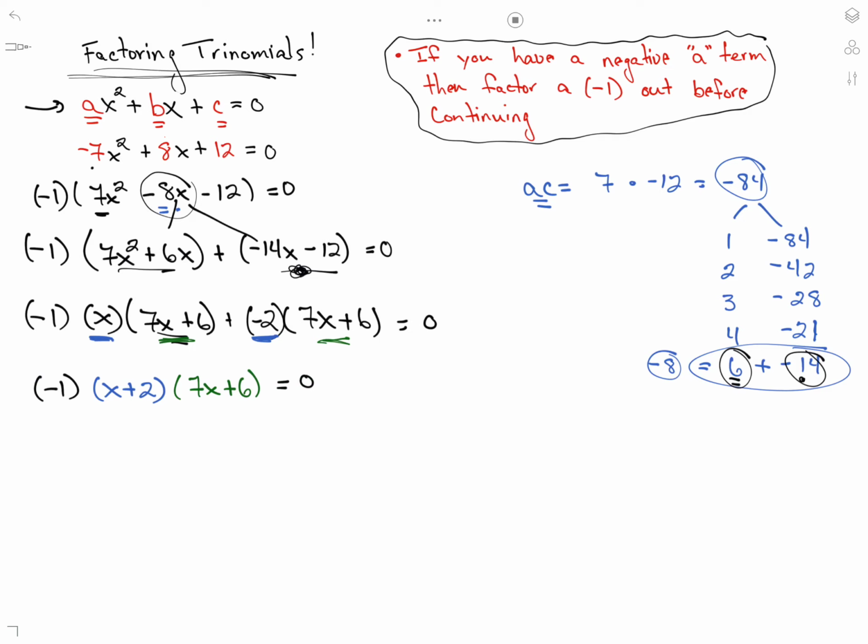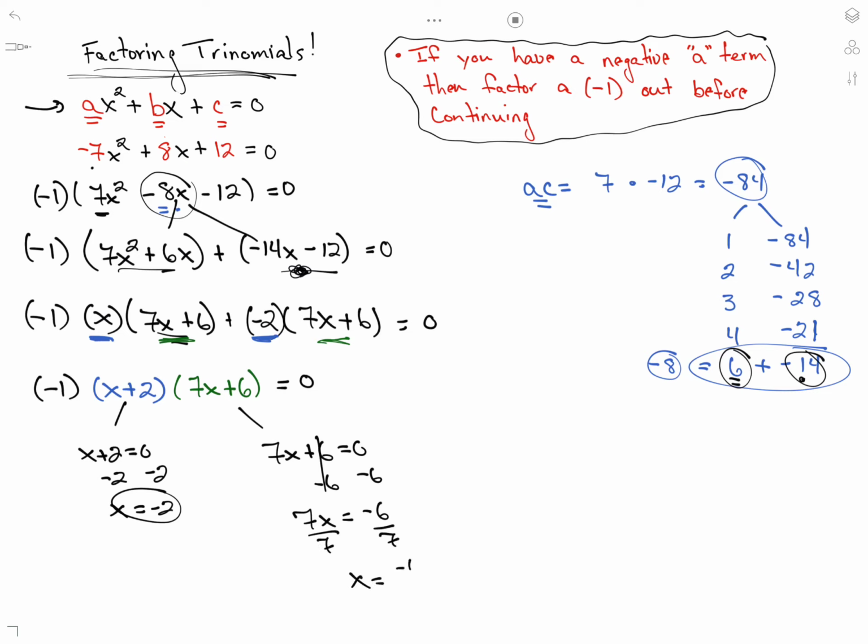Now I just need to solve. I'm going to take each factor, set it equal to 0, and solve it individually. This one is x plus 2 equals 0. That's my solution there: x is -2. This one will be 7x plus 6 equals 0, and there's my other solution.